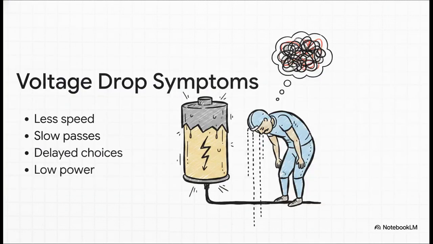Translating that back to the pitch, you could literally see the symptoms in real time. England's players visibly lost speed. Their passes, the current in our analogy, became sluggish and inaccurate. Even their mental processing and decision-making took longer, simply because their circuit was no longer operating at full power. They were running on 1%.